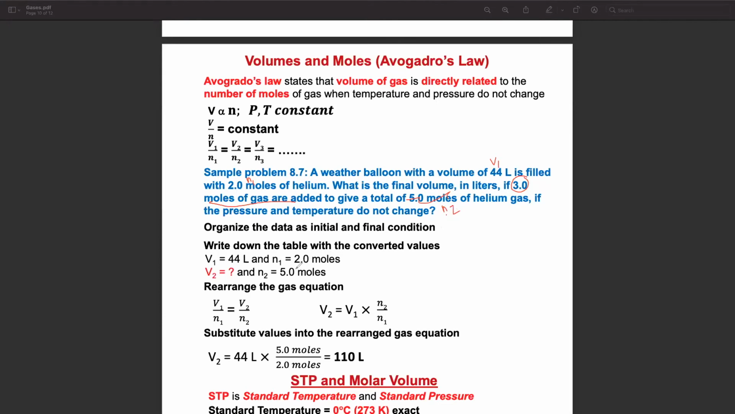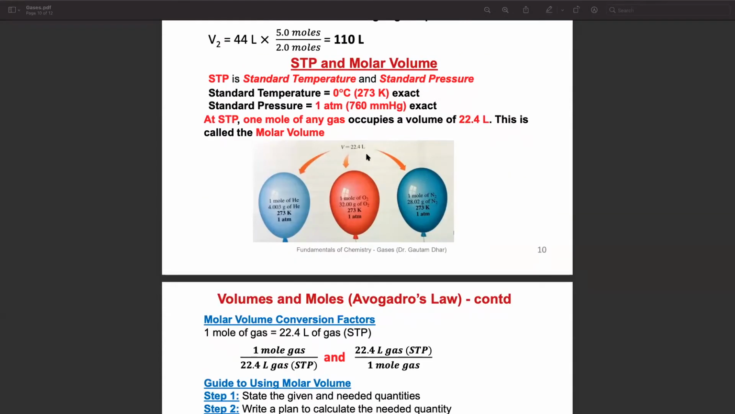And the rest are not changing. So V1 by N1 equal to V2 by N2. So you need to isolate. The question is, what is the final volume? V2 is the question, okay? So you have to isolate V2. So that means you have to multiply by N2 on both sides. So N2 and N2 cancel out. Then you just substitute. So that was a simple one, okay?